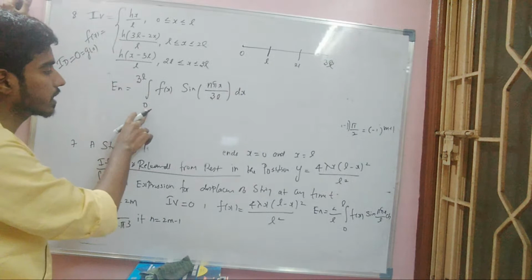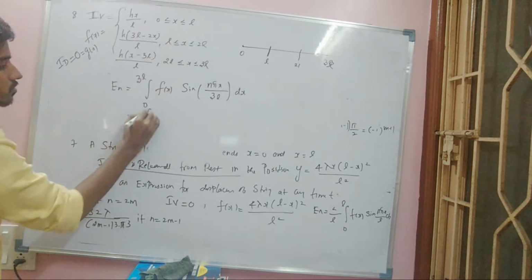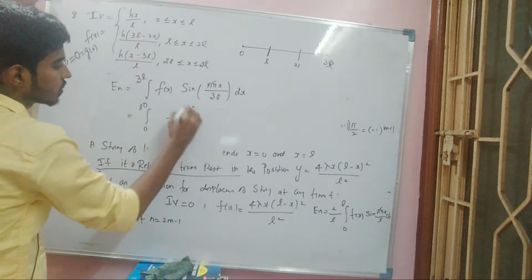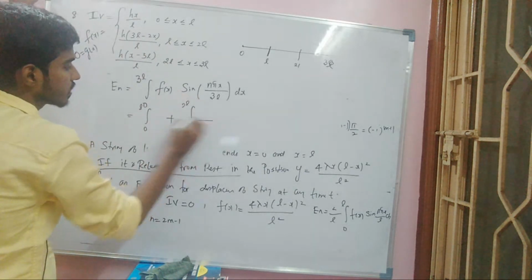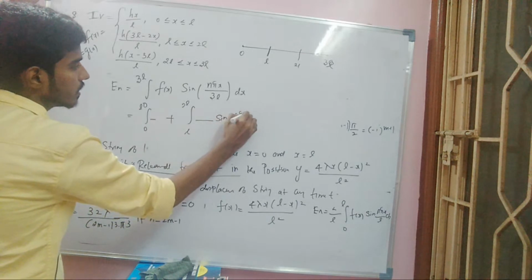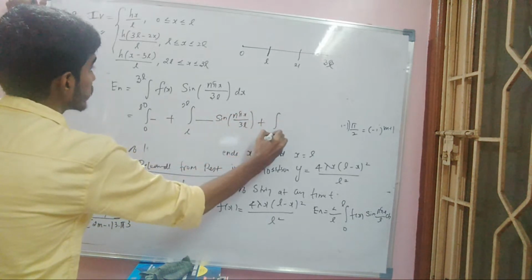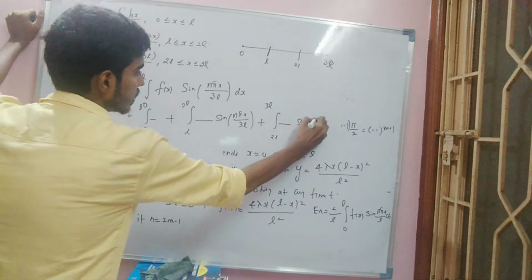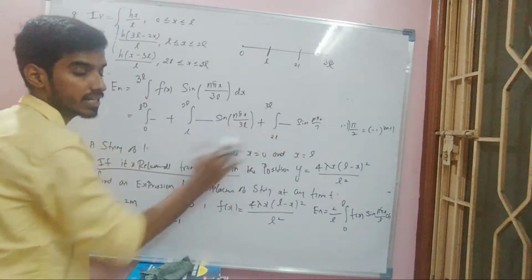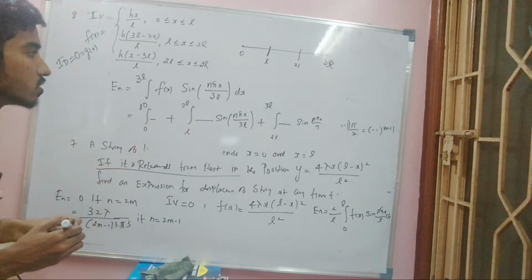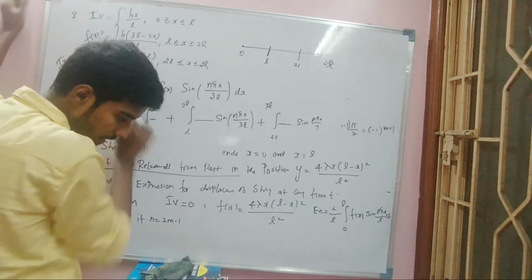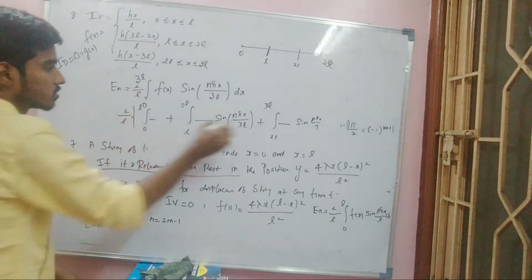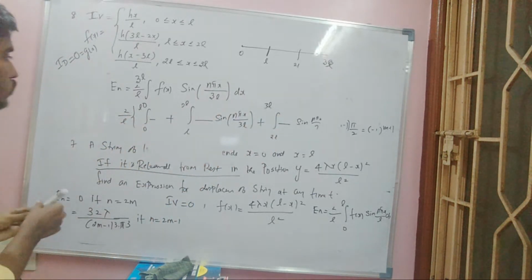Now you split the integral. You split the integral from 0 to L, where f of x is hx by L, then from L to 2L you write f of x for the corresponding function into sin n pi x by 3L, plus from 2L to 3L, where f of x is h into (x minus 3L) by L into sin n pi x by 3L. You call these I1, I2, I3, find all the integrals and add them up to get the value of En. You will have 2 by L outside. So you find I1, I2, I3 and substitute here to get the value of En.